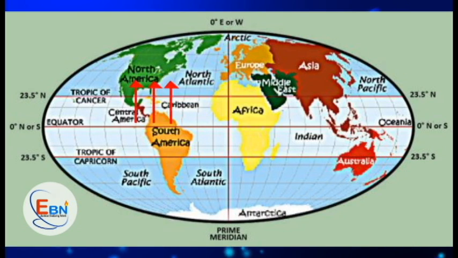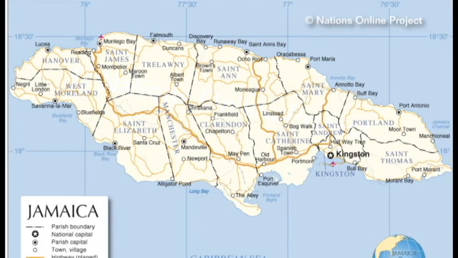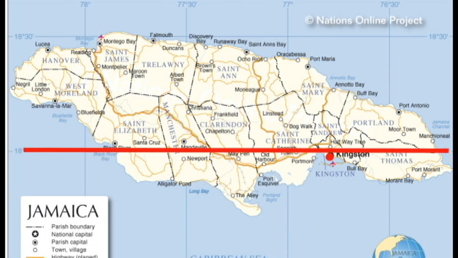Places that are north of the equator are in the northern hemisphere, and places which are south of the equator are in the southern hemisphere. Jamaica is in the northern hemisphere because it is to the north of the equator. Therefore, your answer must have the letter N after the degrees. Kingston, Jamaica is therefore 18 degrees north. That is the closest latitude line.